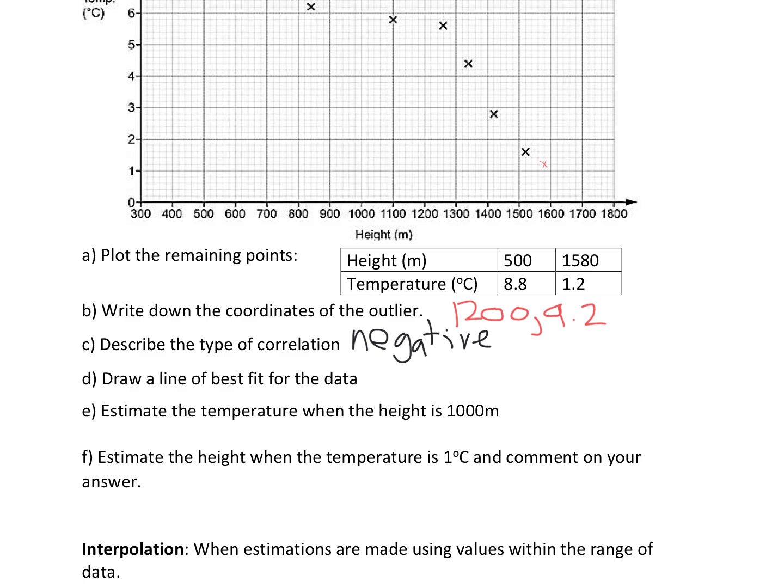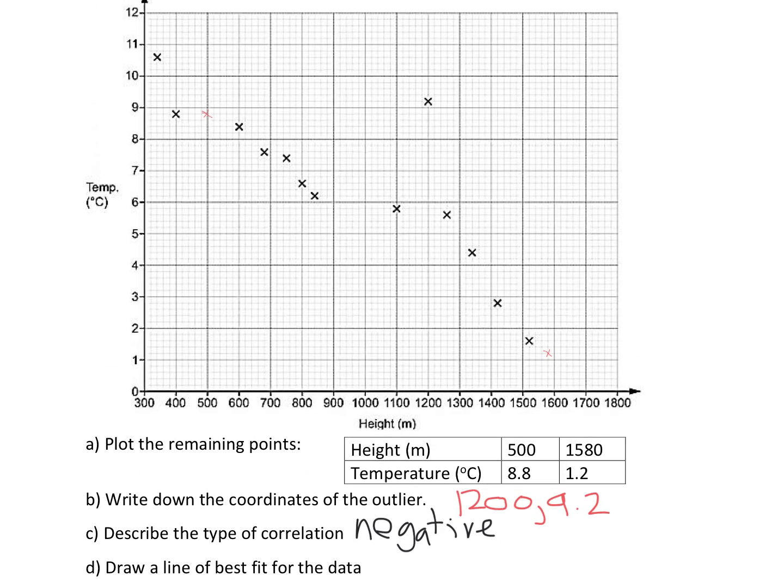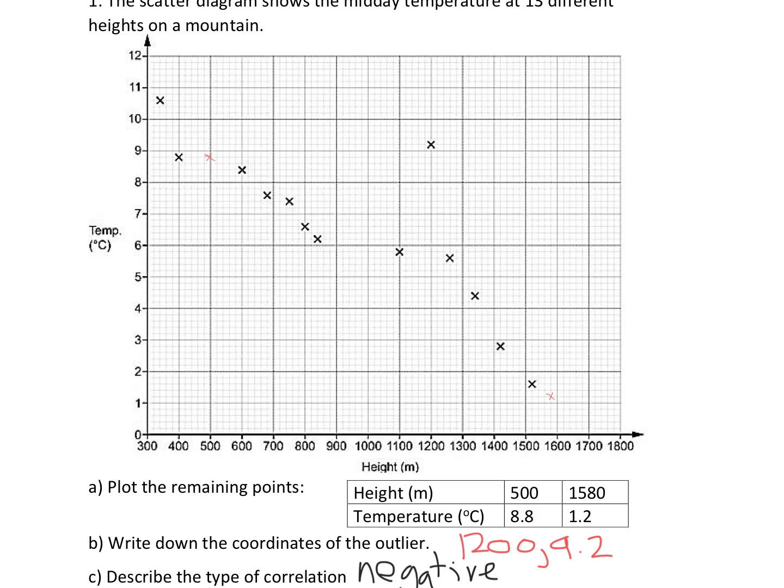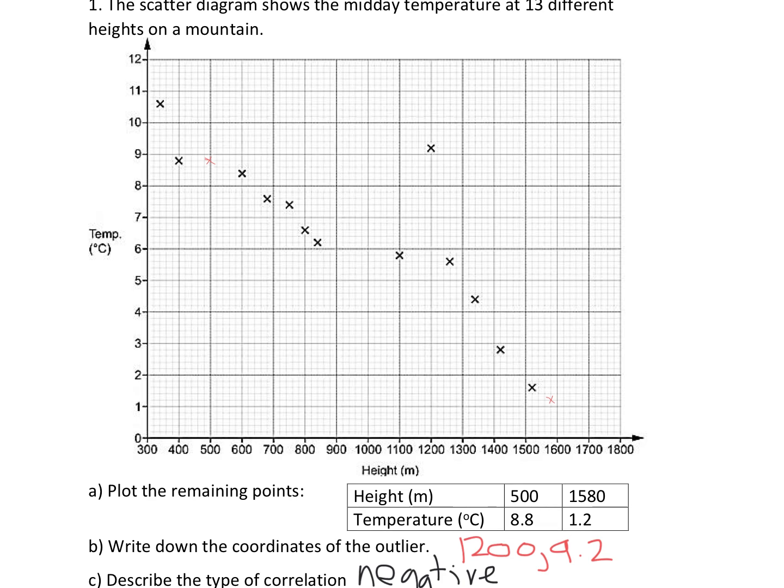Part D is to draw a line of best fit for the data. Good advice is to draw an envelope before you start. An envelope would just surround the data. Should I include that one there? I think it's an outlier, so no, I don't want to sway the line of best fit too much. Now I've just randomly thrown a line on there. I haven't worked with it yet, but it generally falls in the direction of the data, so that looks good.